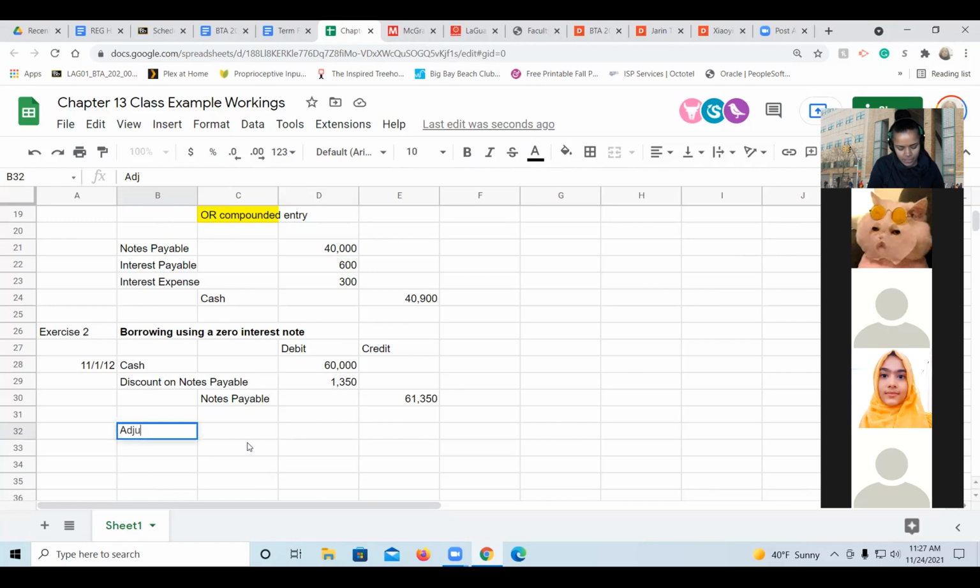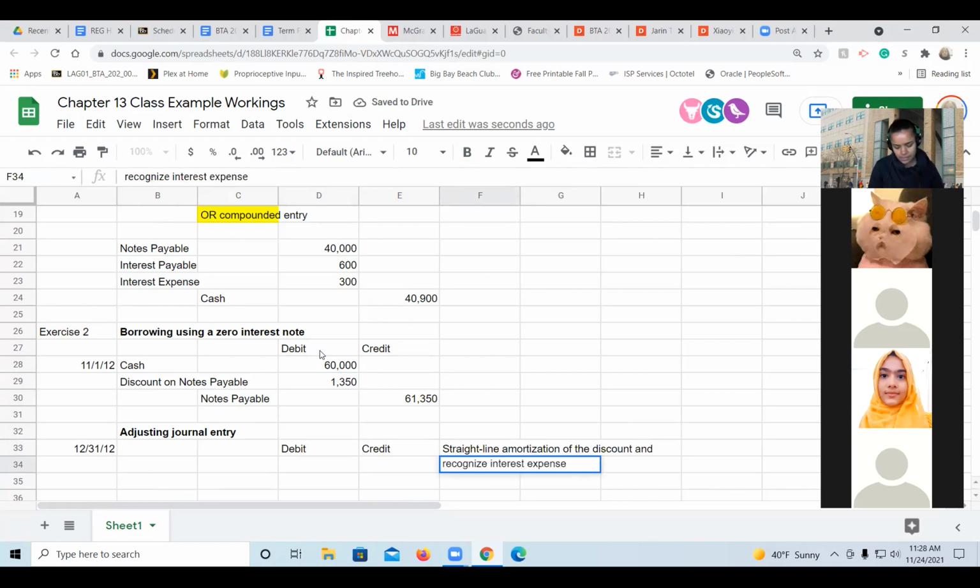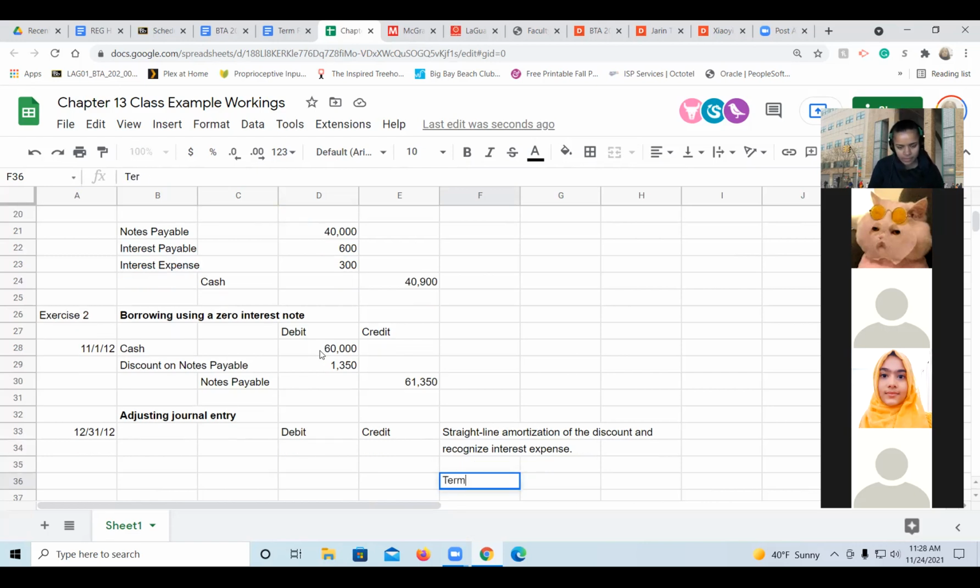Okay, so now we have the adjusting journal entry that they were asking for at December the 31st. And all that is, you're going to do a straight line, which means even straight line amortization of the discount and recognize interest expense. That's what this adjustment is going to be about. So what does that mean, right? The term of the note is 3 months. So discount amortization for 3 months as well.